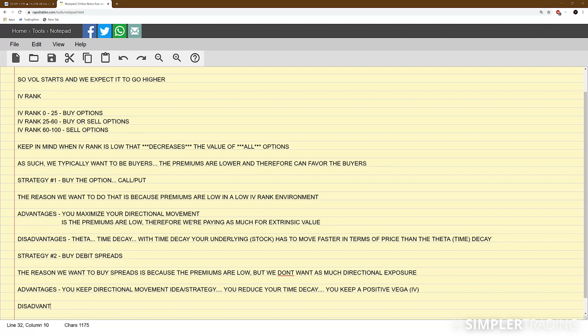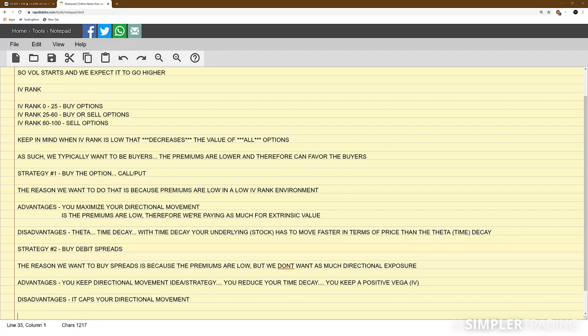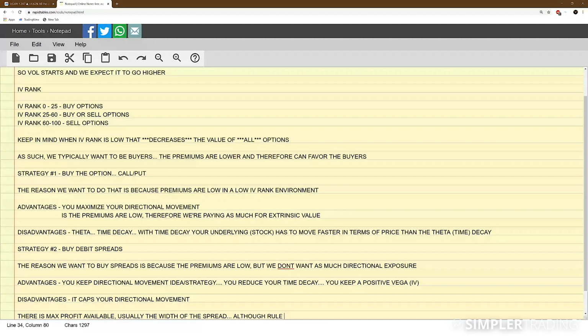What are some of the disadvantages? Well, the disadvantage of the debit spread is it caps your movement. You know, the idea with a spread here is there is a max profit available in the spread, usually the width of the spread. Although rule of thumb is that the profit target is, let's call it, 50 to 75% of the width of the spread.